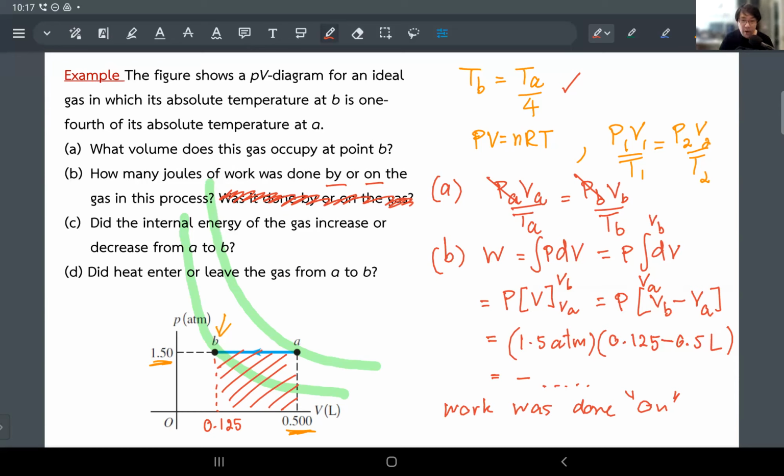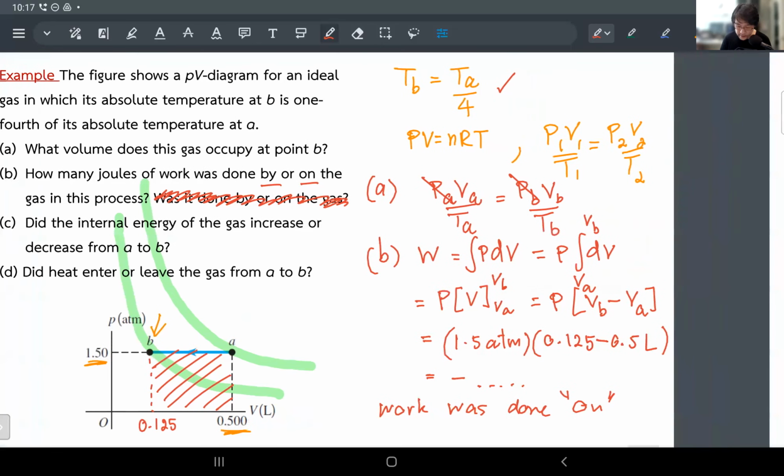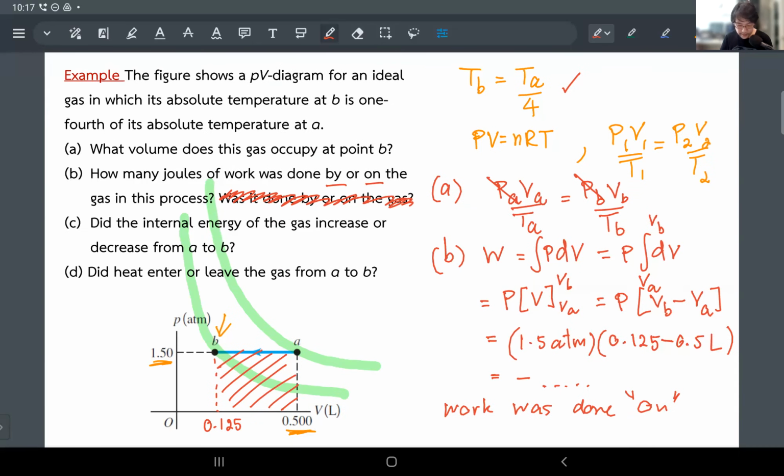Okay. Part C. Do I have enough space here? I need more space, but I didn't prepare for that. In the previous slide, I had some space I didn't use. But maybe you can just answer part C right away. Did the internal energy of the gas increase or decrease? We don't need calculation. It's just asking what happened, guys? Part C. What do you think?